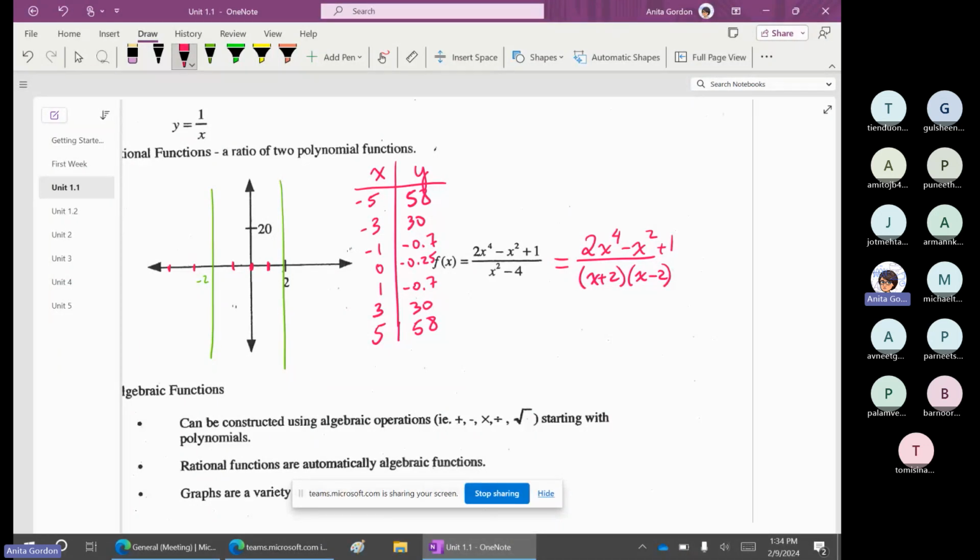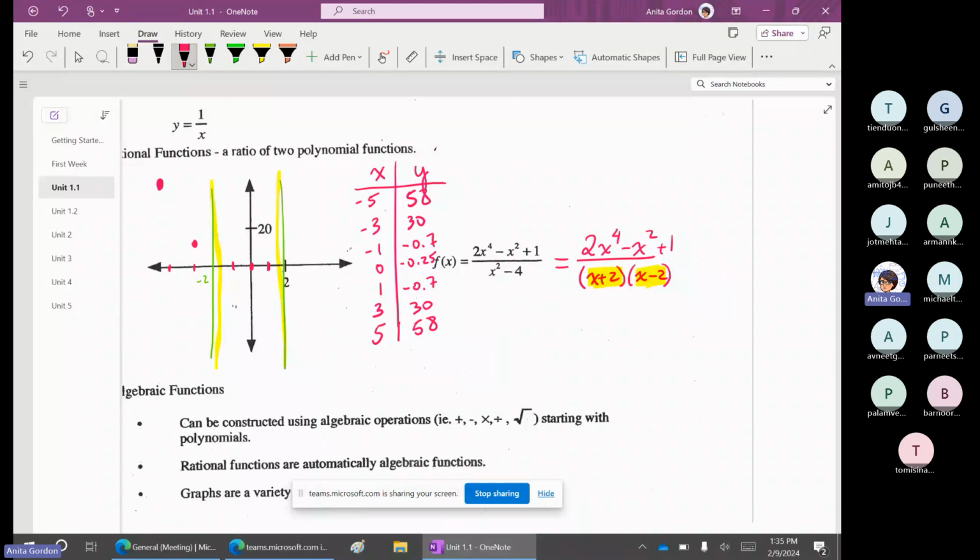The way that we found our asymptotes is by factoring the denominator, and I wrote them out in green. These are my asymptotes here. So -5 is way out here on the left, +58, so it's somewhere up high. -3 is closer to the asymptote and is +30, so it's somewhere here.